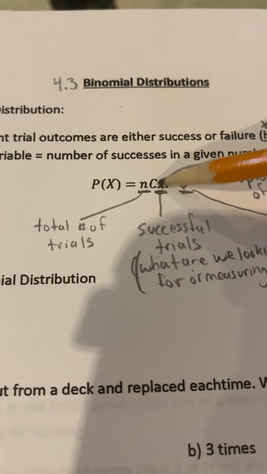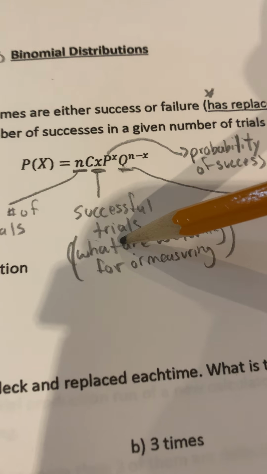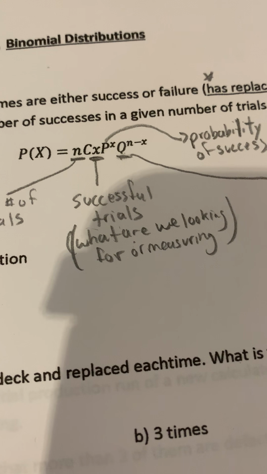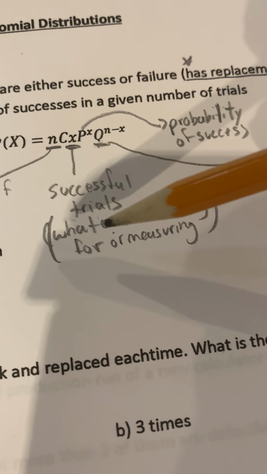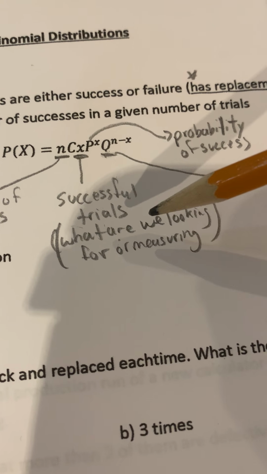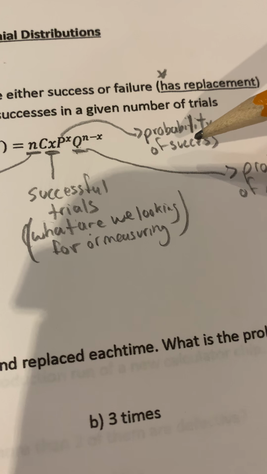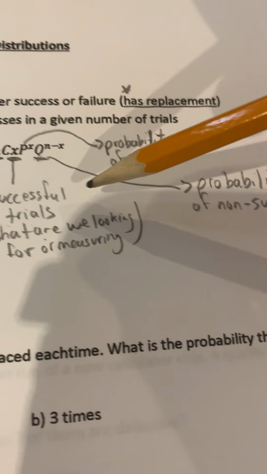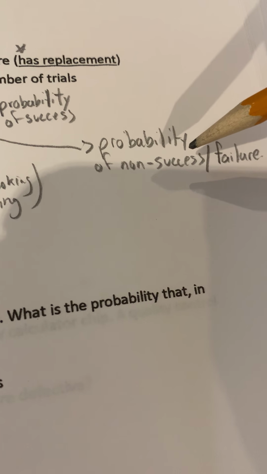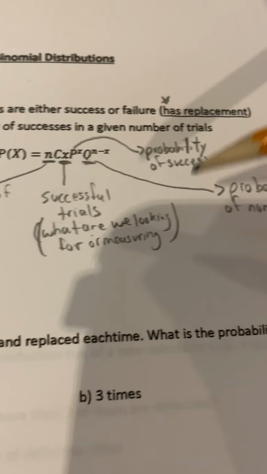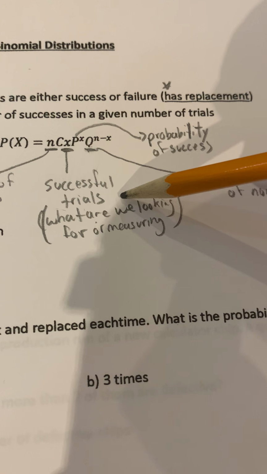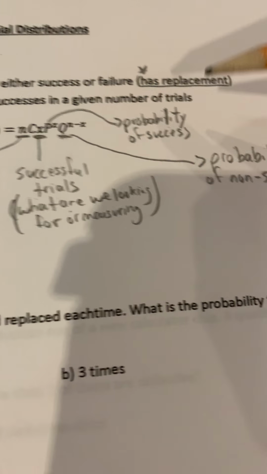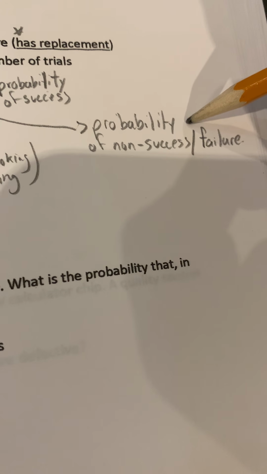So we have N, the total number of trials, and X, the successful trials, what we're looking for. Let's say we were choosing a number between 1 and 10, and we wanted to choose 7. We would ask how many times 7 comes up. That's what we'll be looking at. Then what is the probability of that 7 coming up? That's the probability of success. And lastly, Q is the probability of non-success, so what is the probability of getting all the other numbers? This would be the probability of everything else coming up.